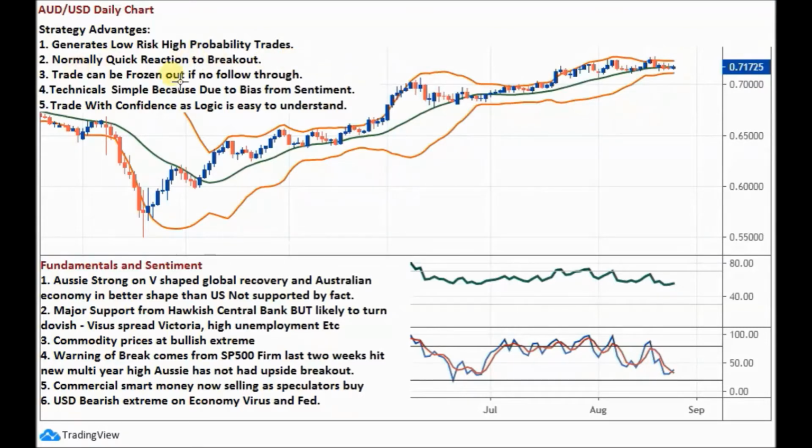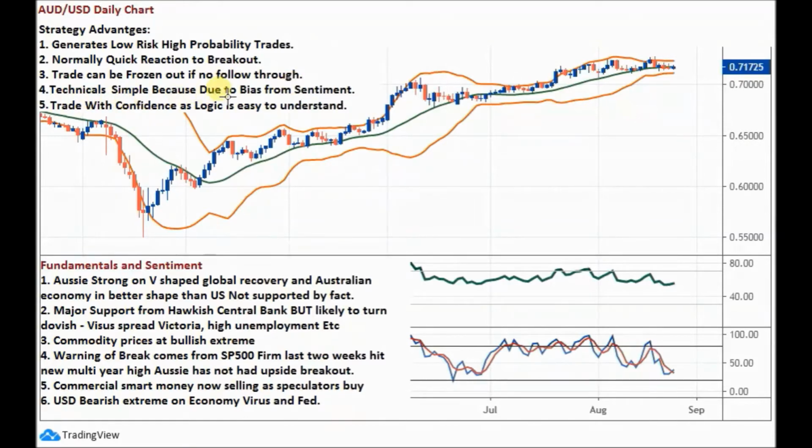You normally get a quick reaction to the breakout. We're focused on a breakout from a range, and you're normally going to get a reaction in your favor pretty quickly, okay? If you don't, the trade could just be frozen out if no follow through. Small profit, small loss maybe. So your money is always working hard. I think a problem for many traders is they just sit in trades and do nothing and hold them. This strategy makes your money work hard.